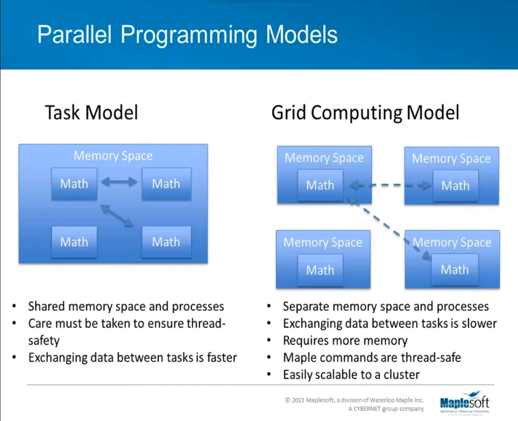I've spoken about a number of built-in parallelized commands. However, in Maple, we also let you write your own parallel programs as well. There are 2 different approaches, the task model and the grid computing model. I won't go too deeply into the advantages and disadvantages of each. That's on screen here. However, I do want to talk about the grid computing model in greater detail.